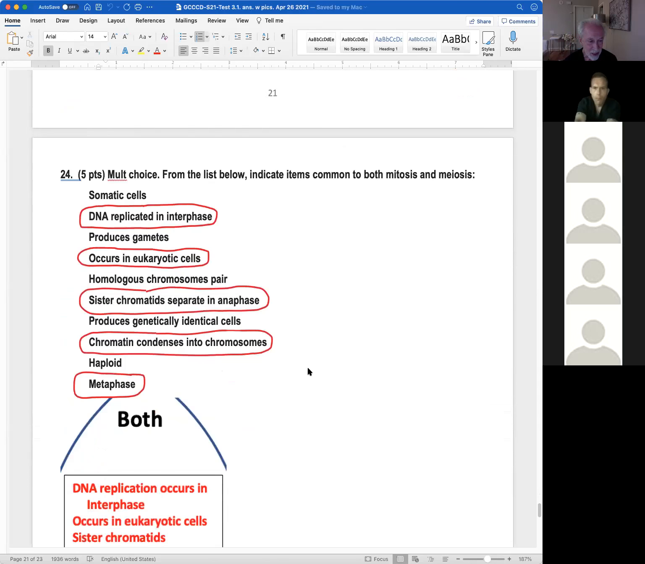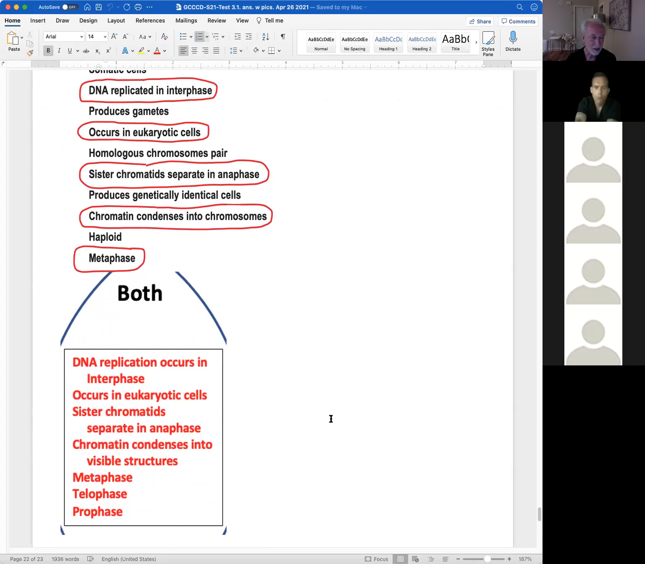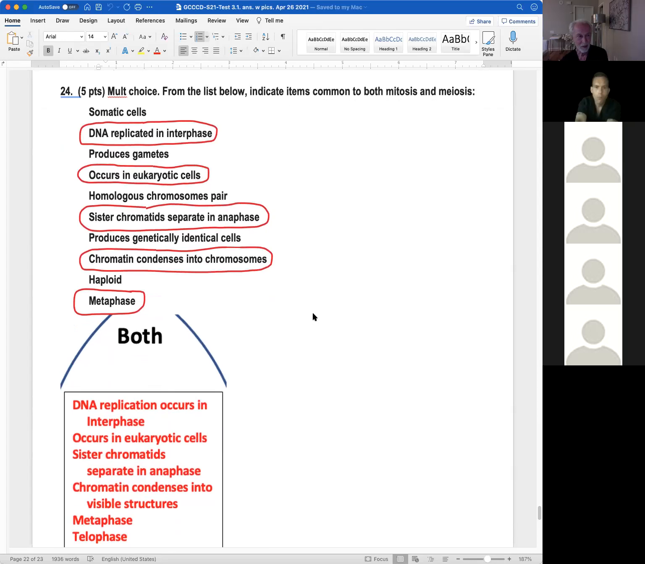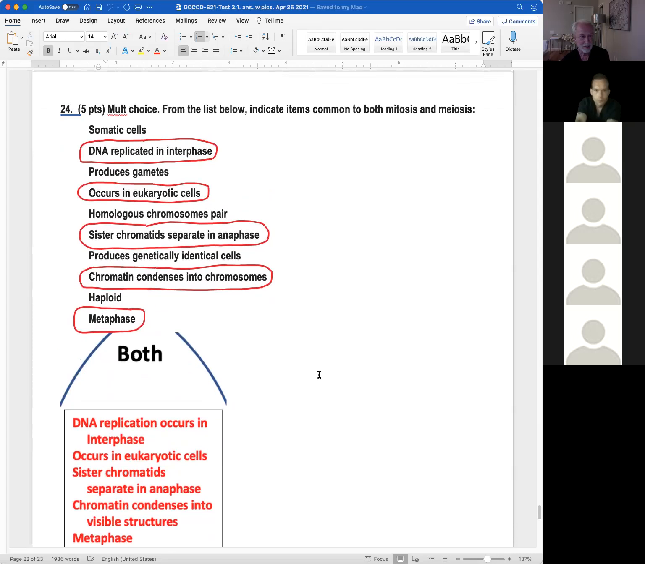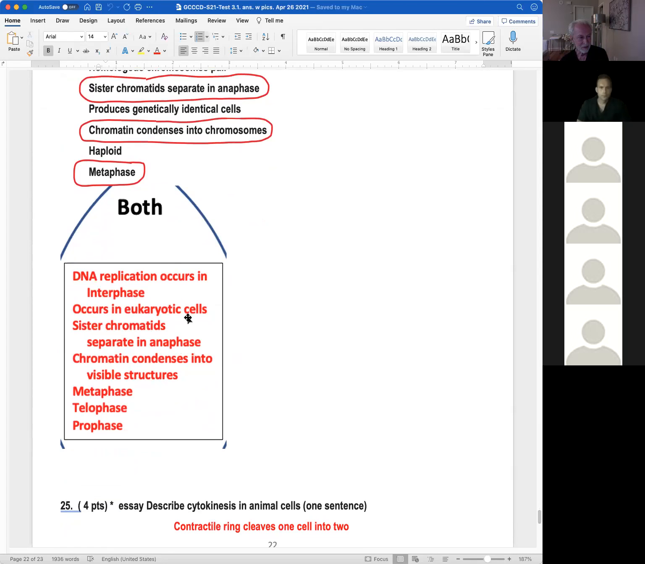Okay, the next question actually came from a worksheet, which reminds me to tell you that when you study, you should review the worksheets as well. This one was from that worksheet. It had the Venn diagram, the overlapping circles, and it asked what processes are unique to meiosis, which are unique to mitosis, and which are common to both. So this question is, indicate items common to both meiosis and mitosis. And I've circled them here from the test, and here they are from the worksheet.